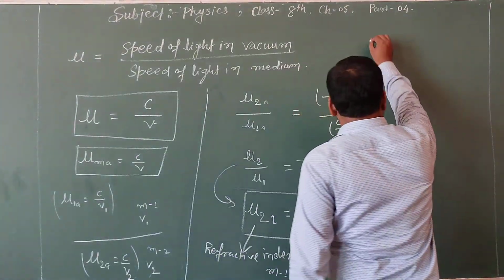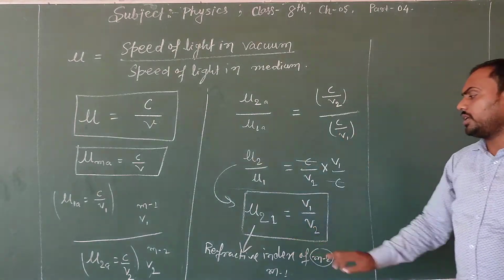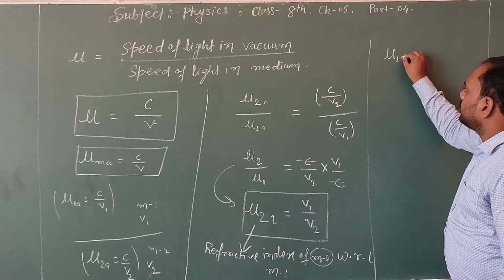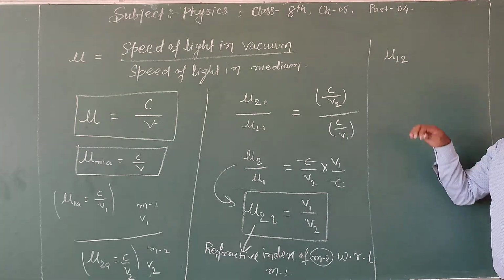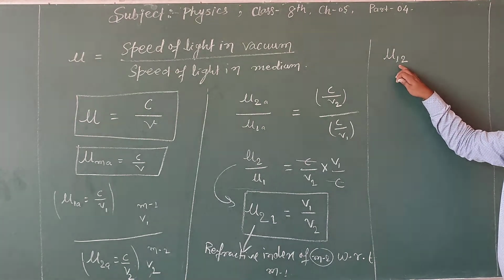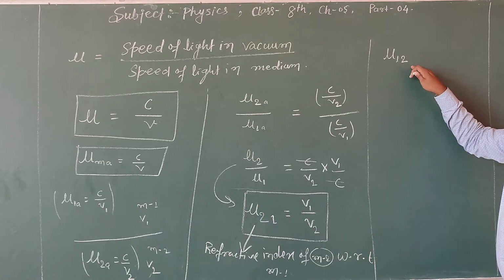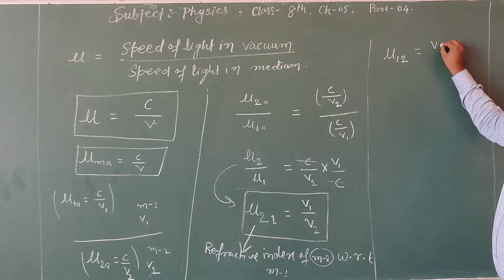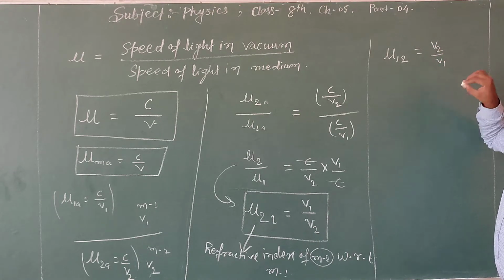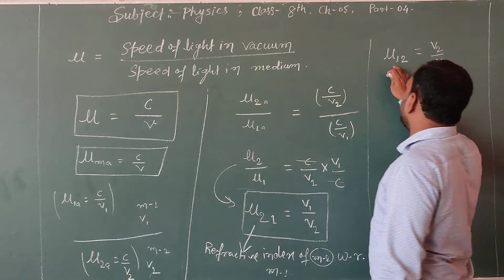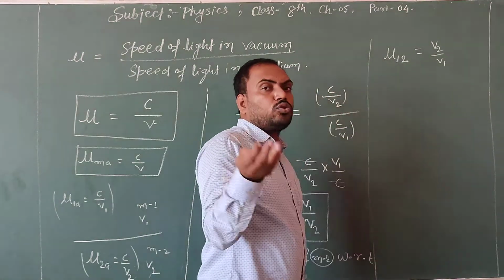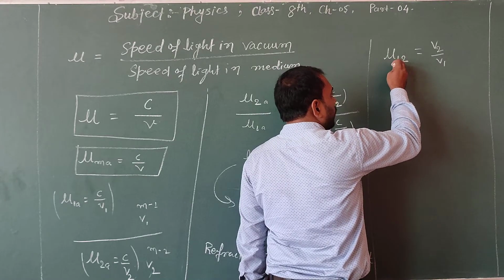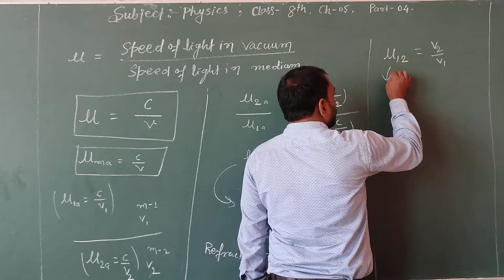In a similar manner, if anybody asks you how to read this, it will be the refractive index of medium 1 with respect to medium 2. What will its formula be? It will change to V2 upon V1. Just understand how to read it: refractive index of medium 1 with respect to 2.